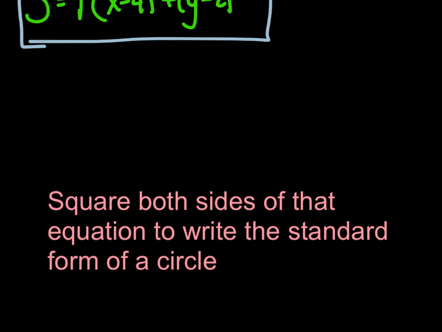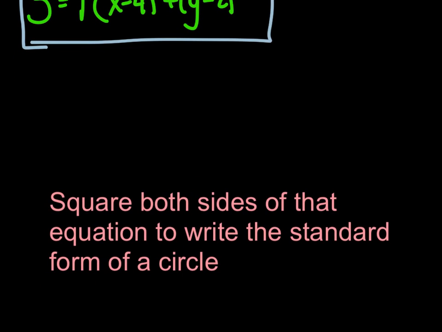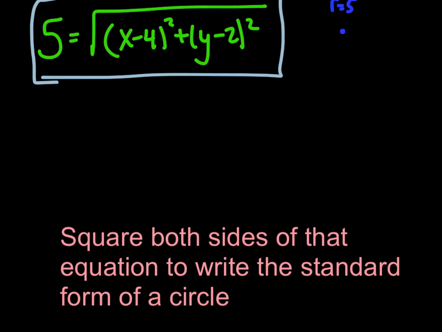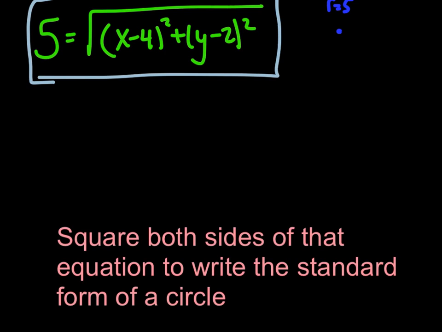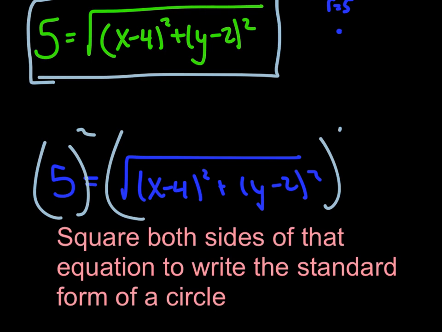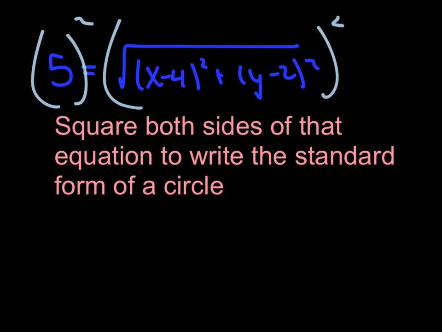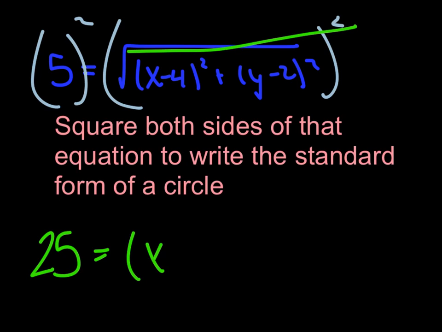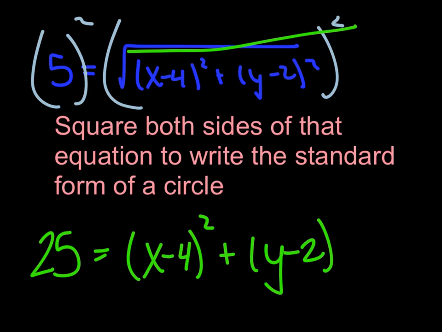Now, the next part says square both sides of that equation to write the circle in standard form. So I'm going to rewrite this for myself. And again, when I square something, I'm basically going to wrap both sides up and square it. So I'm going to wrap this side up and square it, and wrap this side up and square it. Now on this one side, I'm going to get 25. And on this side, the best thing happens with a square and a square root, they zap each other out. And I'm getting x minus 4 squared plus y minus 2 squared.